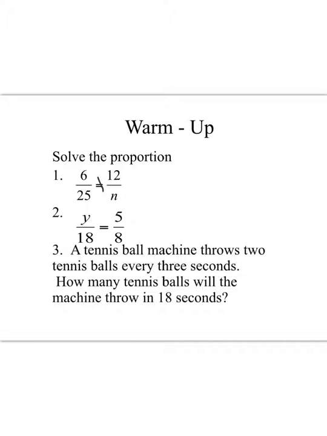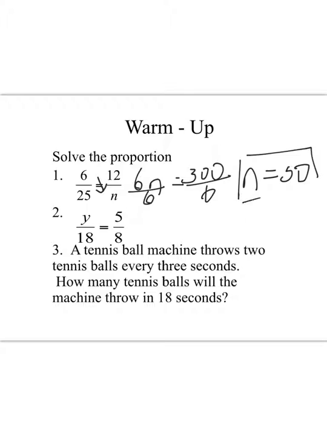So in problem 1, we're going to cross multiply and we're going to have 6n. And we're going to do 12 times 25 to get the other side of my equation, which is 300. We're going to divide each side by 6. And we will get n equaling 50. That's the first one. Second one, cross multiply, I get 8y equaling 5 times 18, which is 90. Divide each side by 8. And we get y equaling 11.25.